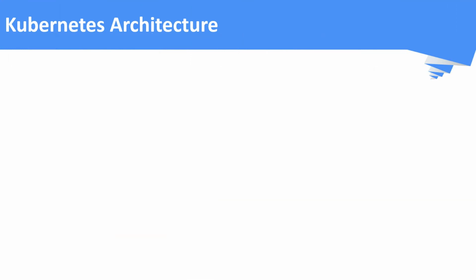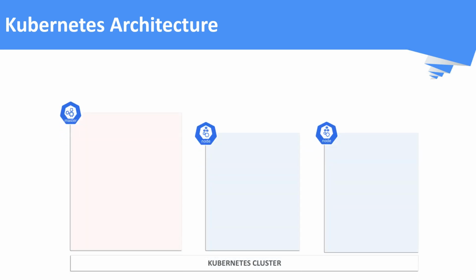Now we will discuss the architecture of Kubernetes. As you all know, Kubernetes is an orchestration engine which is used to run containerized workloads. Kubernetes is not a single component. It is a set of nodes that run the containerized workloads. Here the nodes are nothing but machines, which can be physical or virtual. These nodes collectively form a Kubernetes cluster.